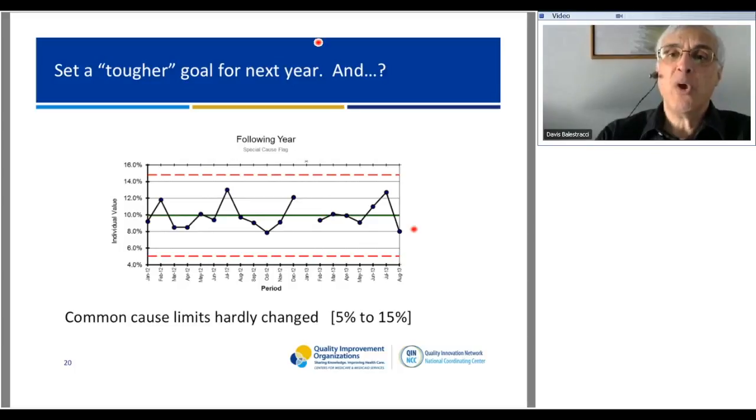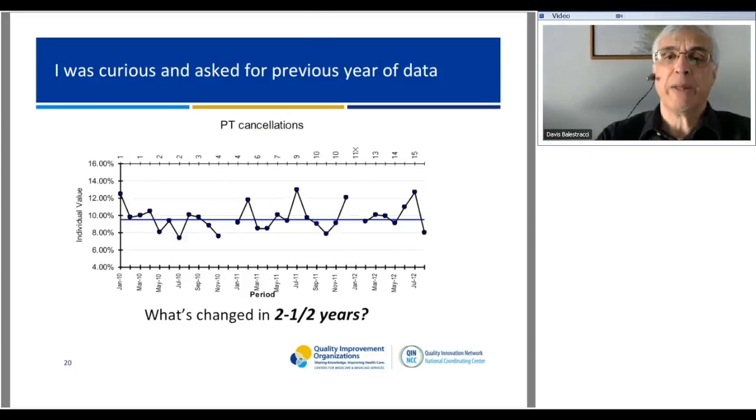But now here it gets interesting when I ask for the previous year of data. And there it is. What's changed in 2.5 years? And I'm assuming no-shows and cancellations in PT is a huge cost. And I'm sure they've been doing things about it. But what does this tell you about the ultimate result? And if the goal is 10%, they've been meeting it for 2.5 years. They certainly haven't improved it. They haven't gotten worse either.